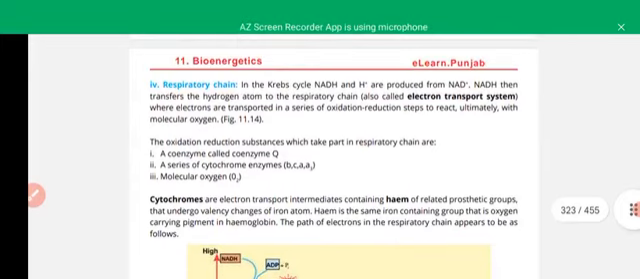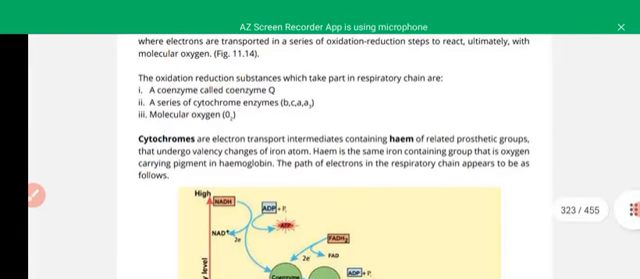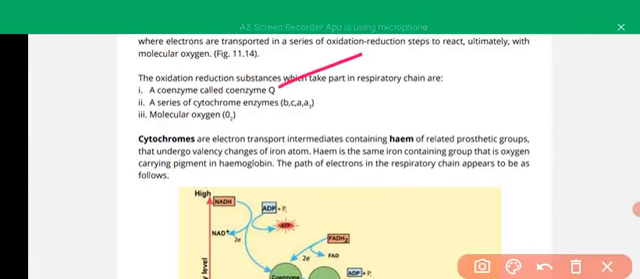Then it is the last step, the respiratory chain. The NADH that is produced is the hydrogen donor, and it passes its hydrogen atoms down the respiratory chain to produce energy in the form of ATP. The respiratory chain components are coenzyme Q and a series of cytochromes: b, c, a, and a3. A and a3 are called a complex with molecular oxygen, at the end of the chain, the final receiver of the electrons, helping in formation of water and ATP.